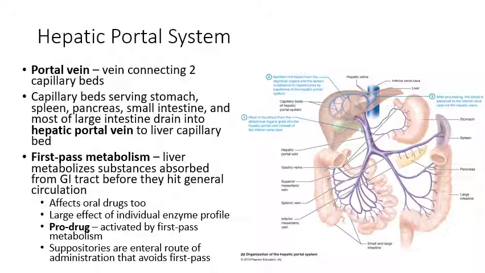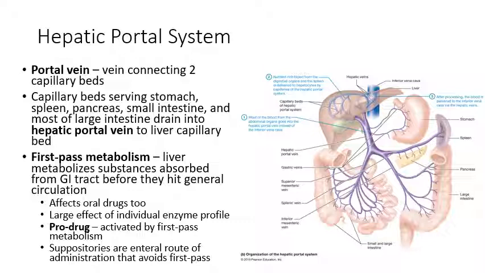So we're not going to go through specific blood vessels. The only exception is the hepatic portal vein, which is part of the hepatic portal system. So a portal vein in general is a vein that connects two capillary beds. Normally, you're going to have artery, capillary bed, vein, and then back to the heart. With a portal vein, you have artery, capillary bed, vein, capillary bed, vein, back to the heart.